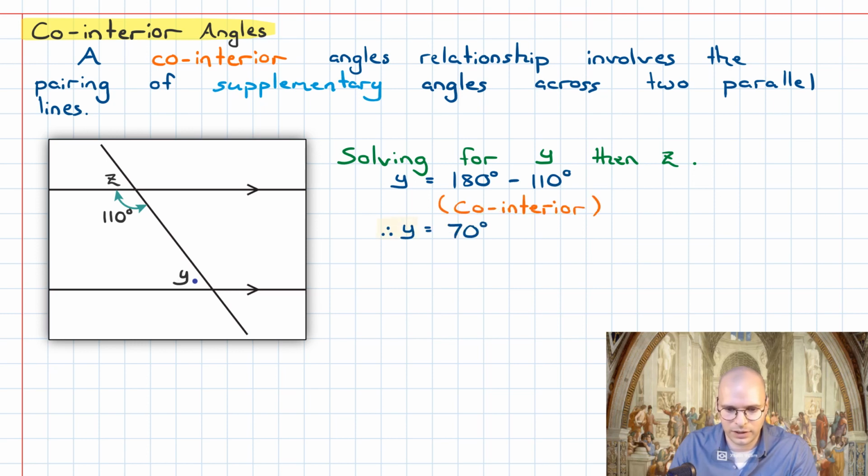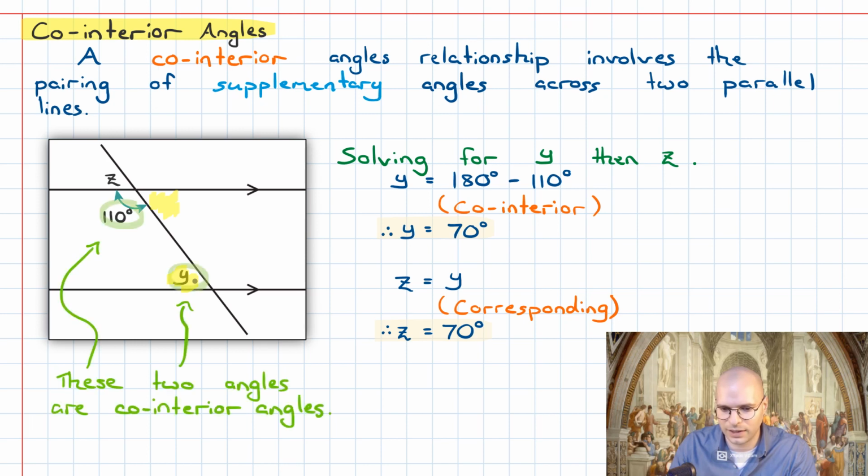Now this one's a bit of a tricky one as it's not necessarily intuitive. What we can see is we observe the 110 degrees and the y. The y over here matches in with this angle over here, and because of that they form a supplementary relationship. So what we end up getting is y is equal to 180 degrees minus 110. So therefore we discover that y is equal to 70 degrees.